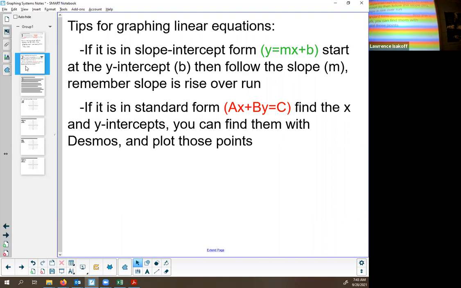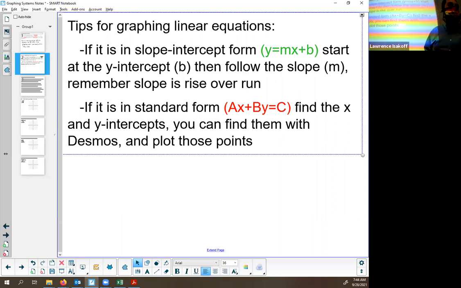You can find those using Desmos. Then we will plot those points. So we can get points from Desmos off of this. I'm going to show you how to do that as well. But here's just some tips for graphing in case you're forgetting how to graph, because it might have been a little while since you've been graphing.